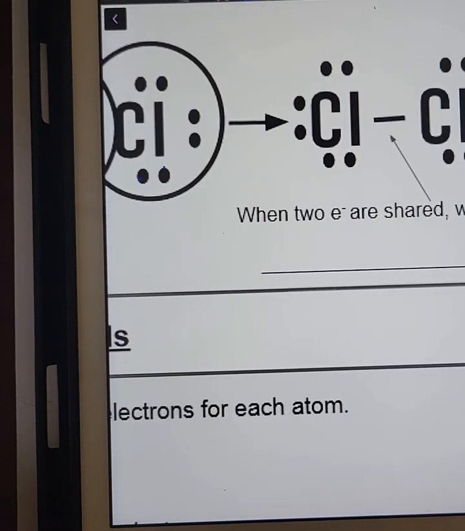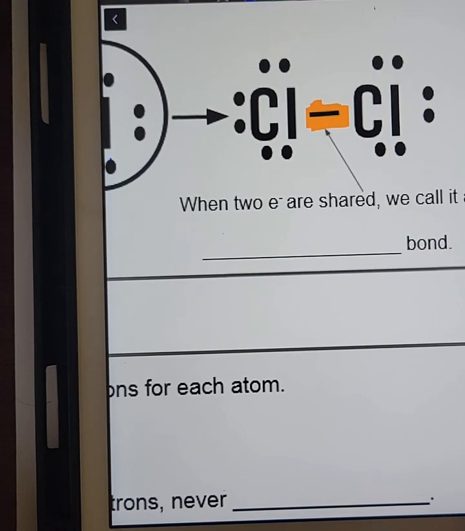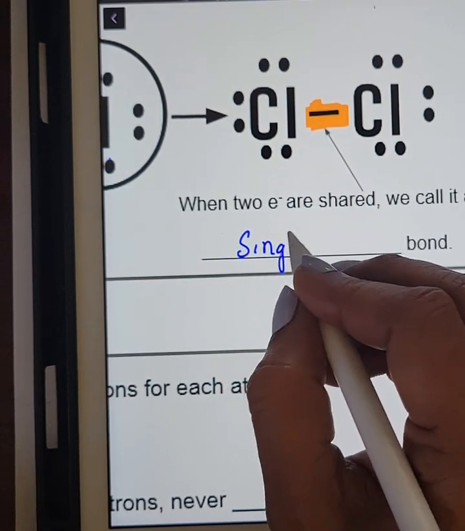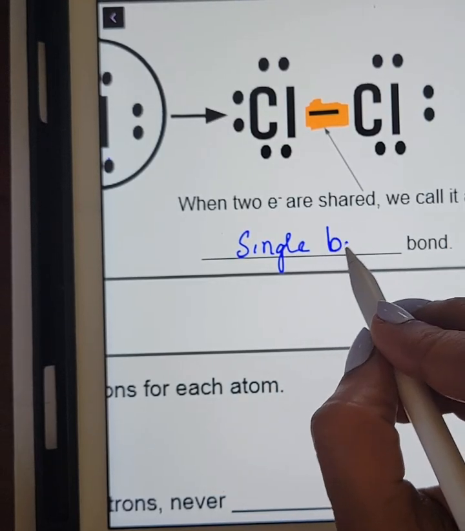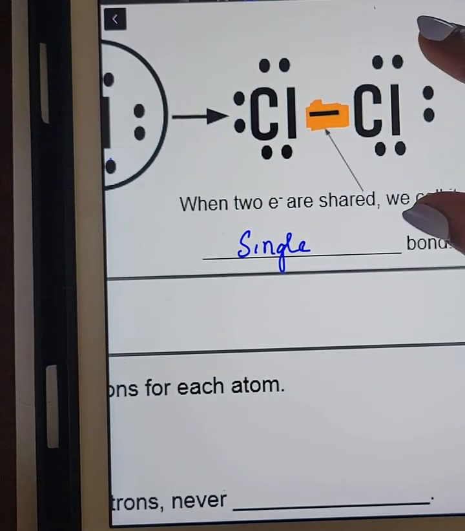After that, we will draw one line which indicates how many pairs are shared. So when two electrons are shared, which is one pair, what bond do we call it? We call that a single bond. Already the bond is there. It is a single bond.